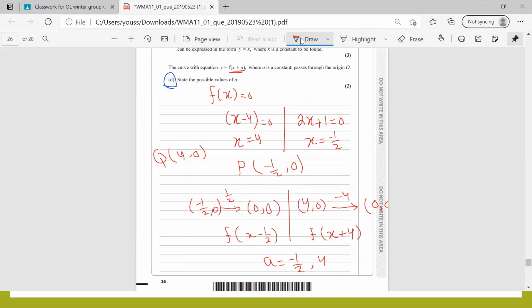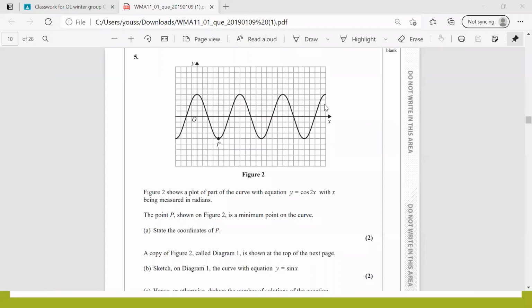Let's see another question. How to do transformation from the past paper questions. We can move to another point in here for the past paper questions. Here the question says, figure 2 shows the plot of part of the curve with the equation y equals cosine 2x, with x being measured in radians. The point P shown on figure 2 is a minimum point on the curve. State the coordinates of P.